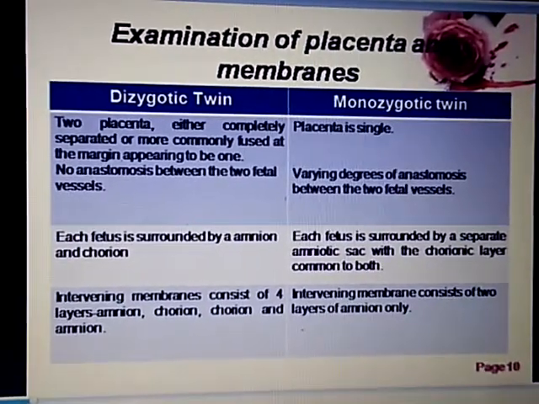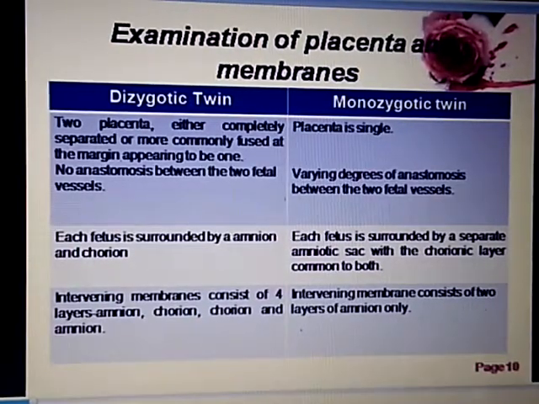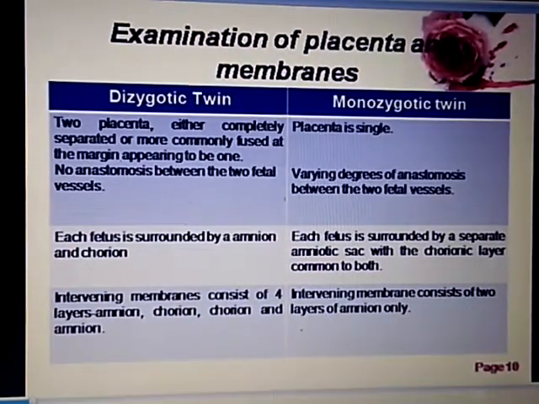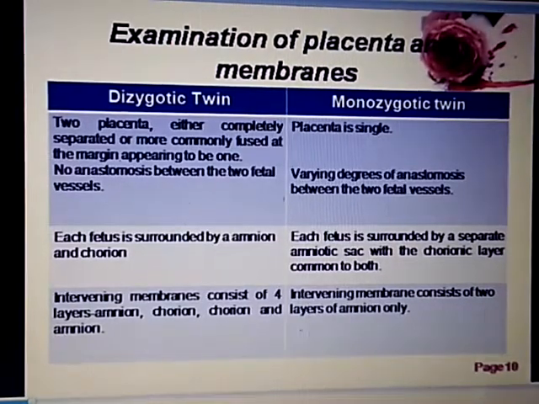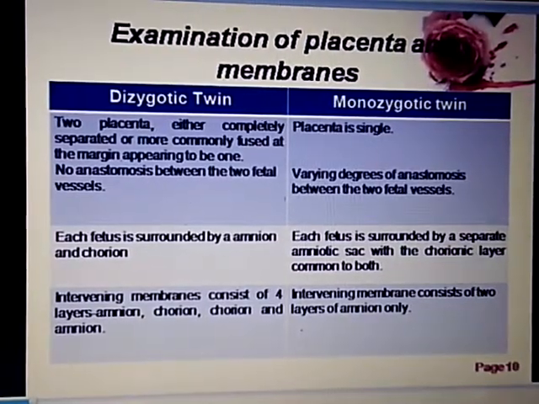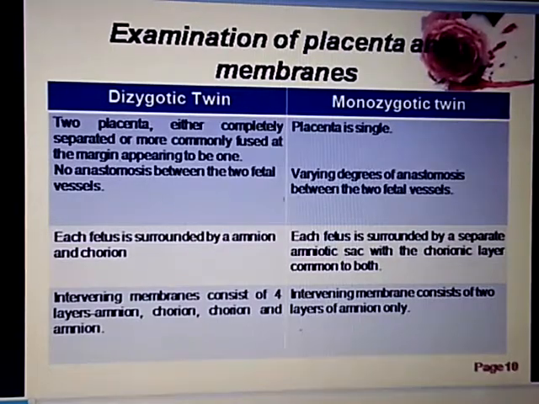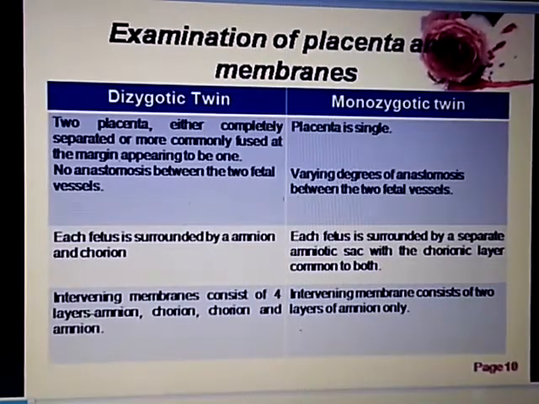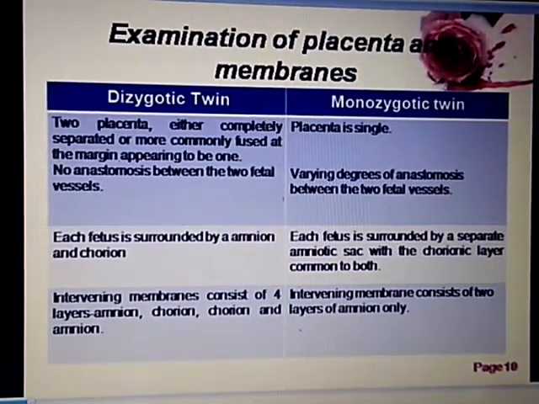In monozygotic twins, each fetus is surrounded by a separate amniotic sac, with the chorionic layer common for both. In dizygotic twins, the intervening membrane consists of 4 layers, that is amnion, chorion, chorion and amnion. In monozygotic twins, the intervening membrane consists of 2 layers of amnion only.